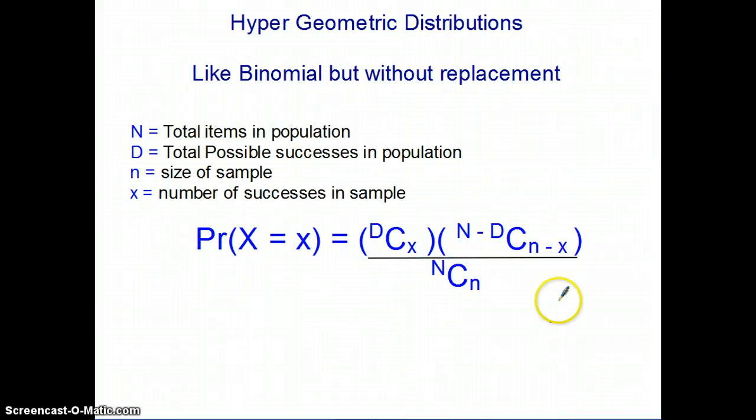Now this is the formula that's on your formula sheet. Here we have N, D, n and x, and the probability that X equals 3, in the case we just had before, is your probability of successes here. So D, total possible successes, and the number of successes you want. Then N minus D ends up with the number of possible fails and the number of fails you want down here. And this is all out of the total number that are possible. So your total population and the total that you're choosing. So in our example before, it was 10 and 5.